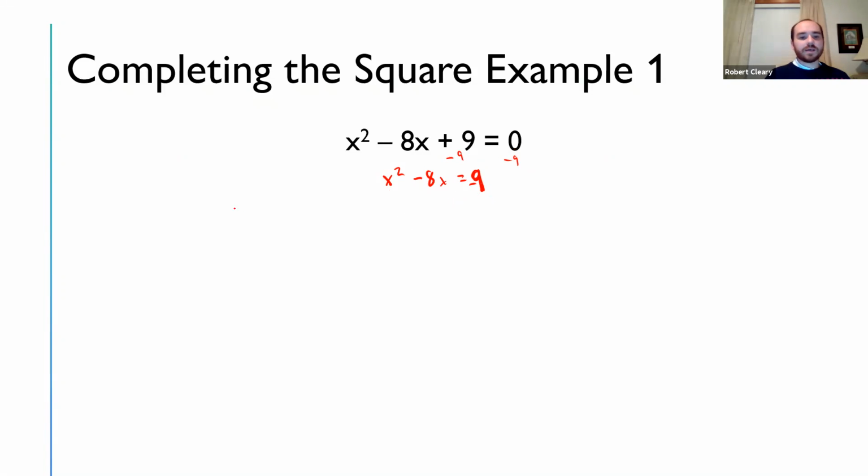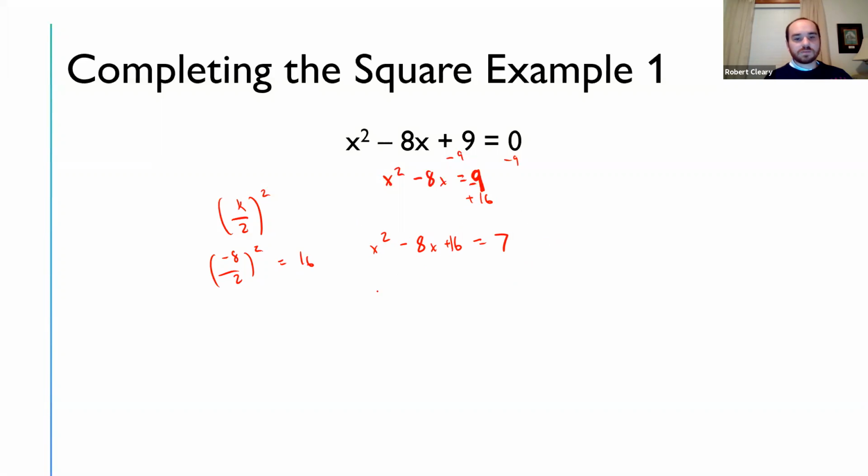Now we want to add k over 2 squared to both sides. K is -8 in this case, -8 over 2. This is equal to -4. That squared is equal to 16. So we want to add 16 to both sides of this. So now we have x squared minus 8x plus 16. We're going to add 16 to this side. And when we do that, we will get equals 7.